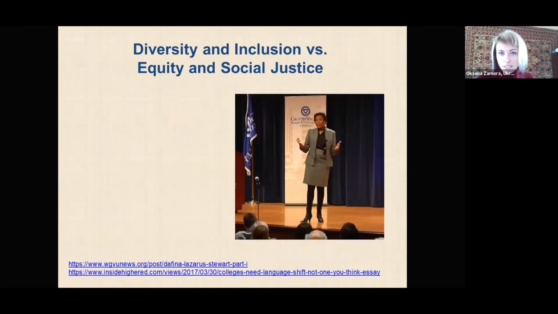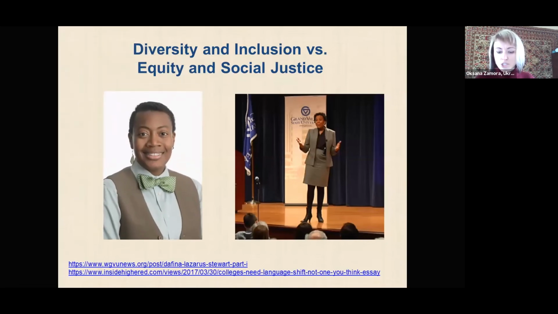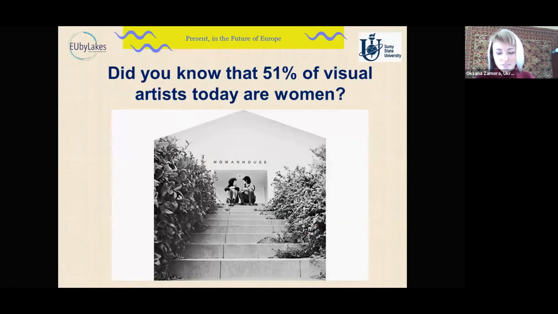There is another interesting example of how a researcher and activist can contribute to the topic. I'm talking about the diversity and inclusion versus equity and social justice rhetoric by Dafina Lazarus Stewart. She is a professor of higher education and student affairs at Bowling Green State University. You may read about it more. It's very interesting. I'll leave the link for you. By the way, she uses non-binary gender pronouns ze, zim, and zir, which is not typical for professors, but she is very interested in rhetoric.